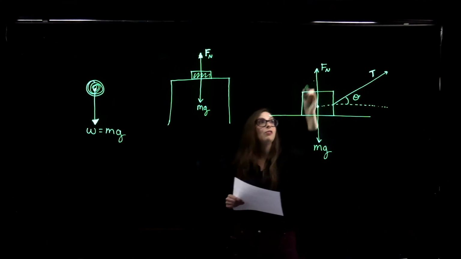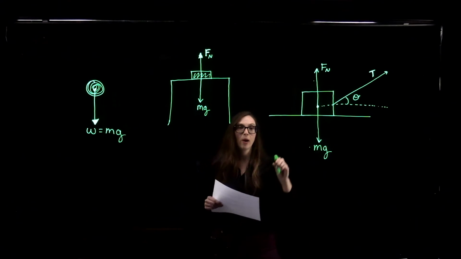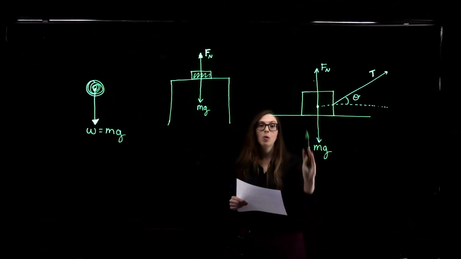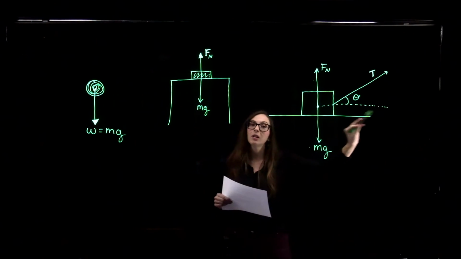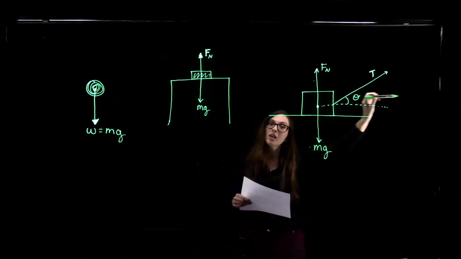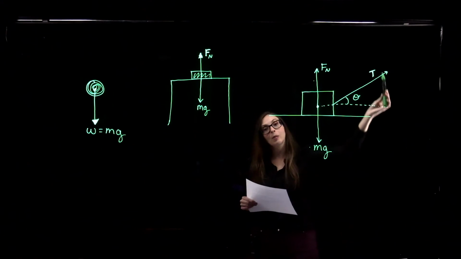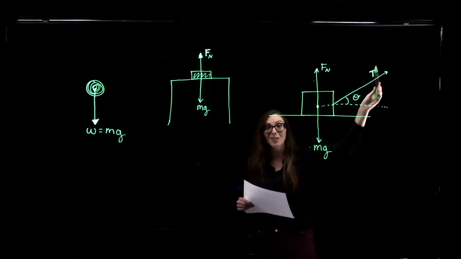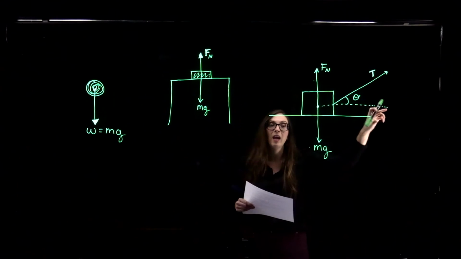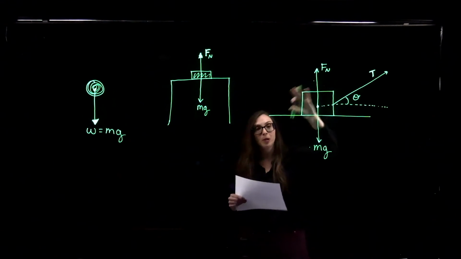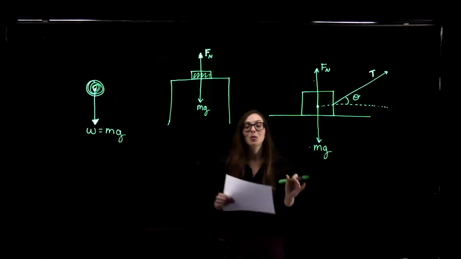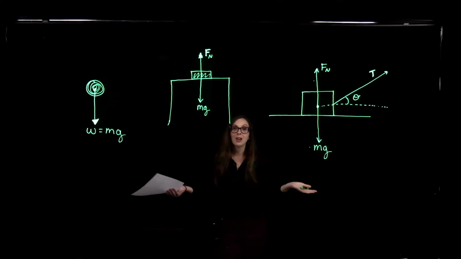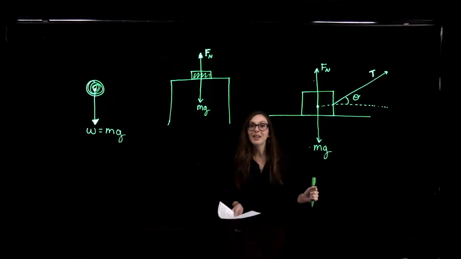So the normal force and the weight, the mass times gravity, are both along the vertical axis. And this tension force has a component along the horizontal axis, and it also has a component along the vertical axis. We'll have to take both of those into account whenever we solve problems where we're dragging something across the surface like this. So those are 3 examples of pretty basic free body diagrams.